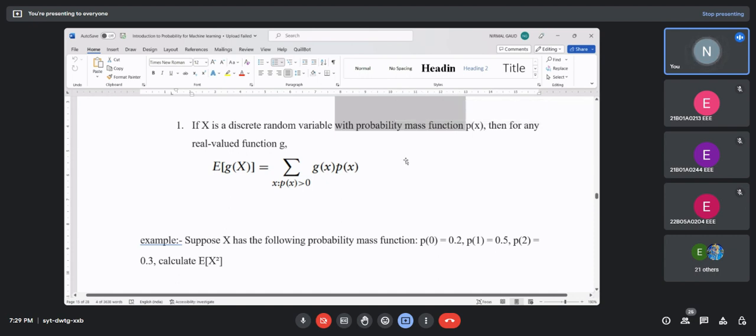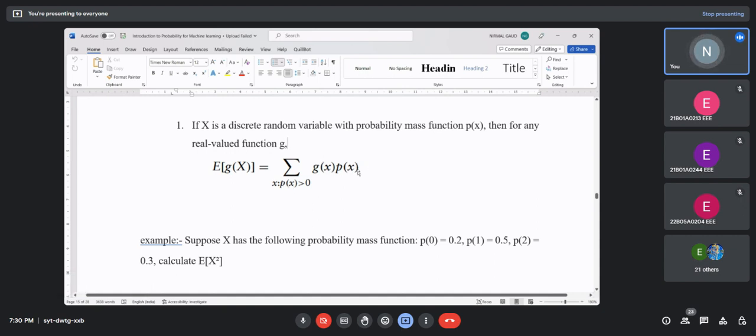For discrete, you need to perform summation, and your function is the probability mass function. In the case of continuous, you need to perform integration, and your function is the probability density function. So if I look at the probability mass function of a discrete random variable with probability mass function p(x), here is the formula: summation of g(x) into p(x).